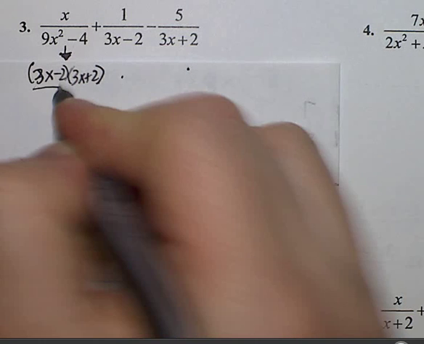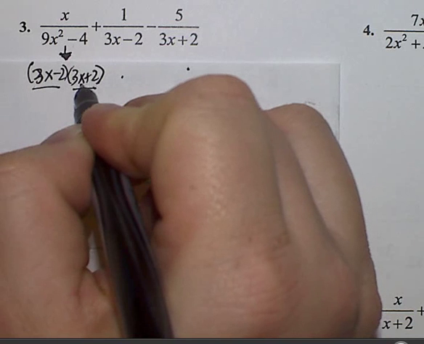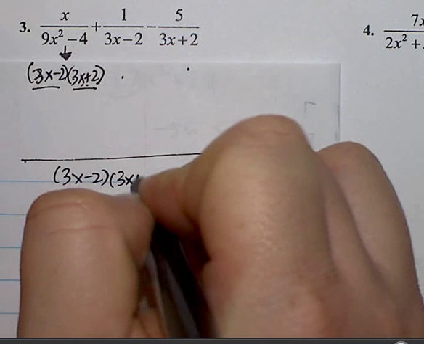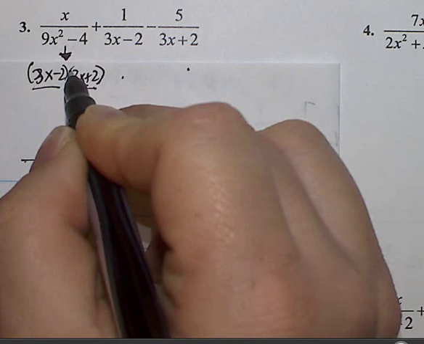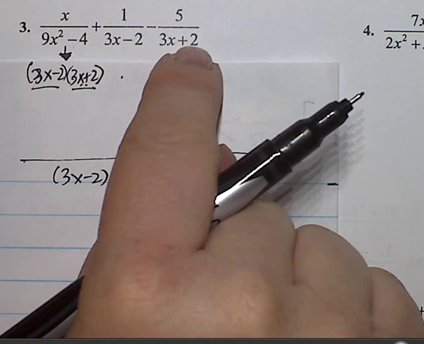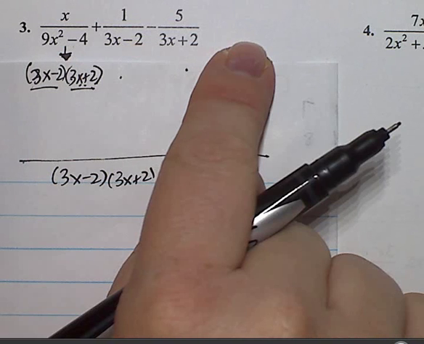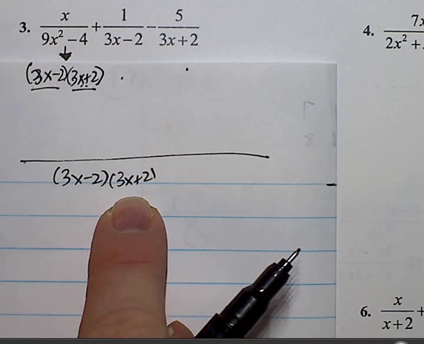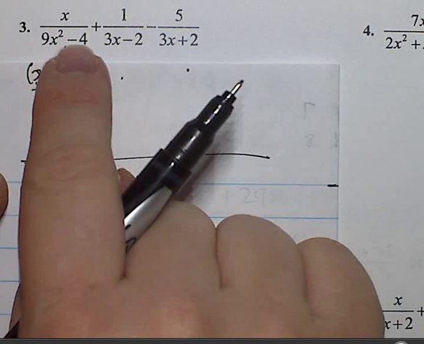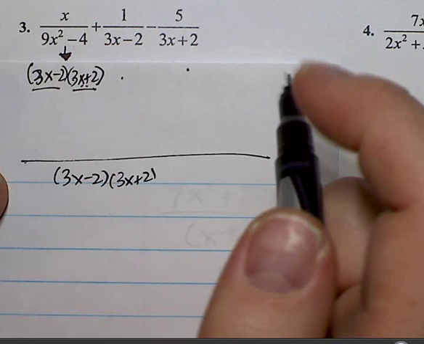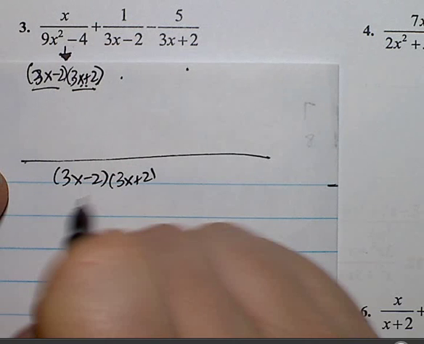This has one group of 3x plus 2. One group of 3x plus 2. No groups, one group. So 1, 0, 1. What's the maximum number? 1. One group goes down below. Do I need to change anything about the first fraction? Nope, because it has both of these already in the denominator.